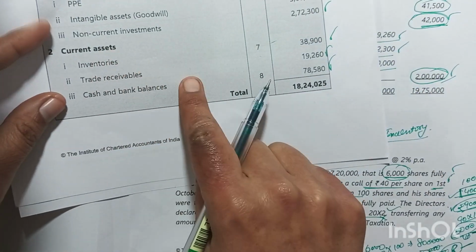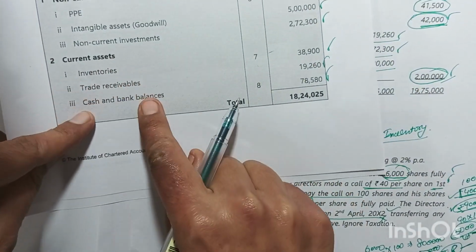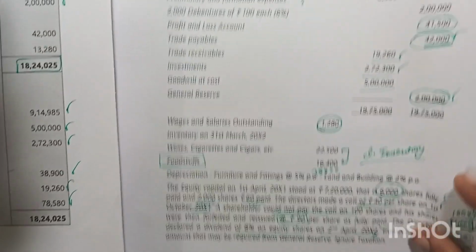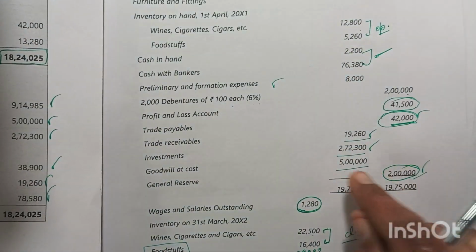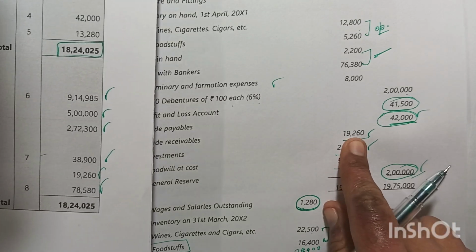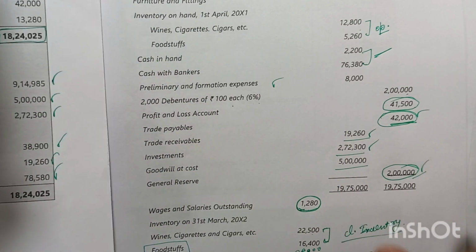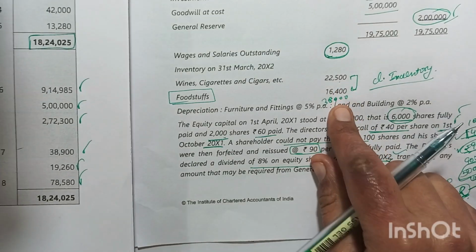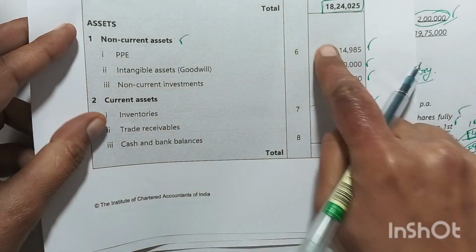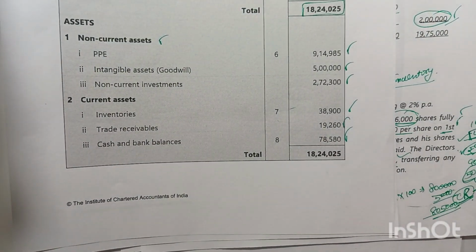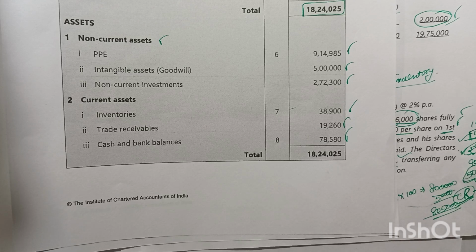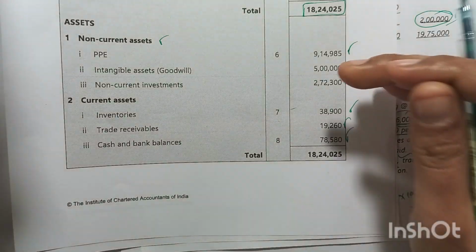Now current assets, in the current assets we have inventory, trade receivables, cash and bank balances. Cash and bank balances we have given directly here, it is this amount total, and trade receivables we have given here 19,260, and then in inventories we have given the closing inventory of this much amount total. So that's it, it is the total of the assets part. This is the total of the equity and liabilities part. We are done with the balance sheet. I hope there was no more adjustment in this balance sheet.